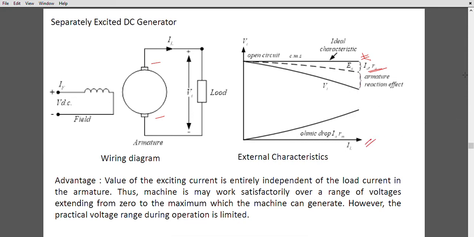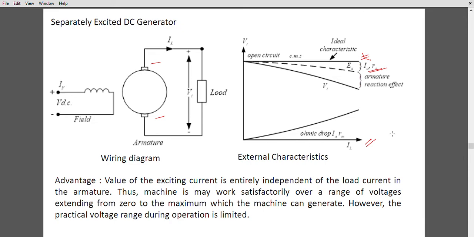So what are the advantages of this separately excited DC generator? First of all, the voltage of the exciting current is entirely independent of the load current in the armature. Thus, the machine may work satisfactorily over a range of voltages extending from 0 to maximum, which the machine can generate. However, the practical voltage range during operation is limited to a certain level.